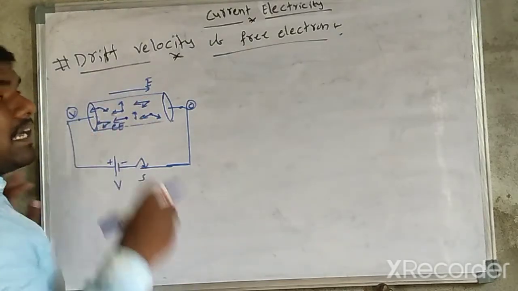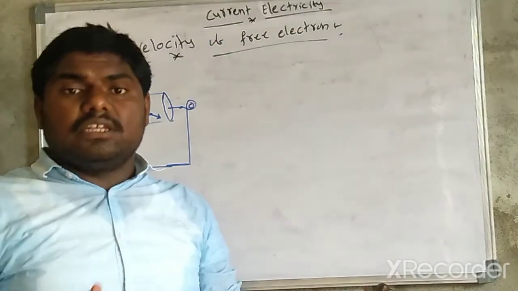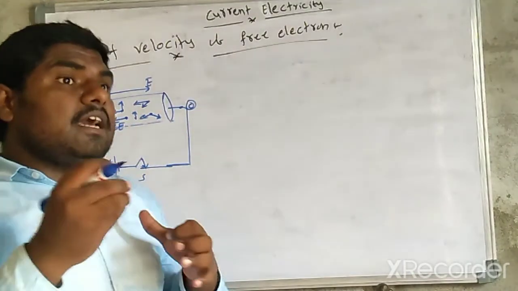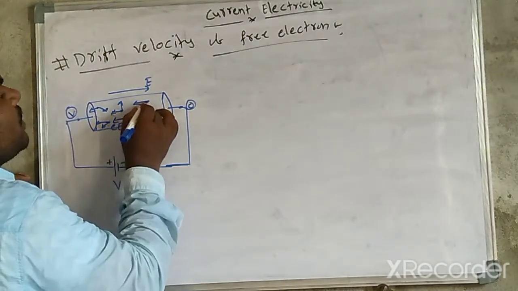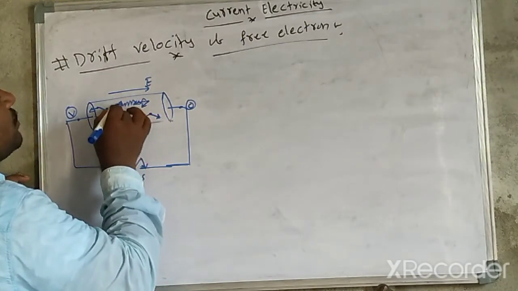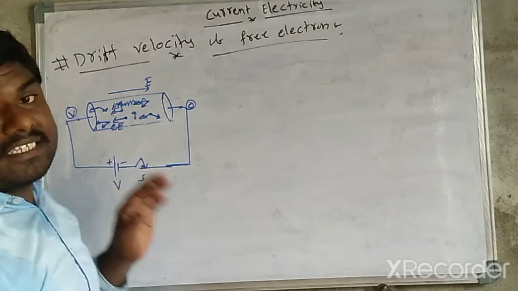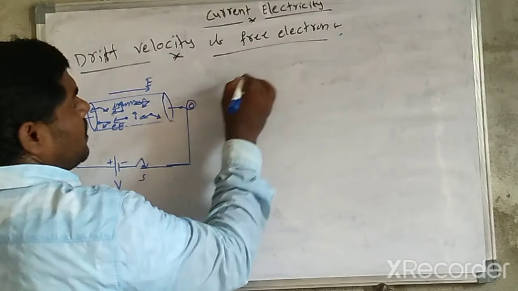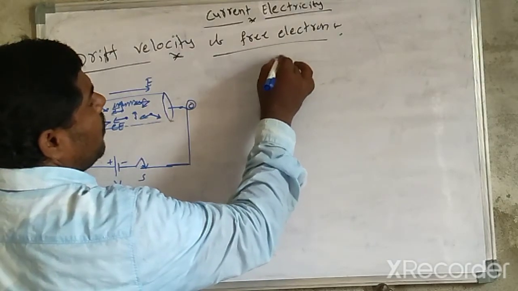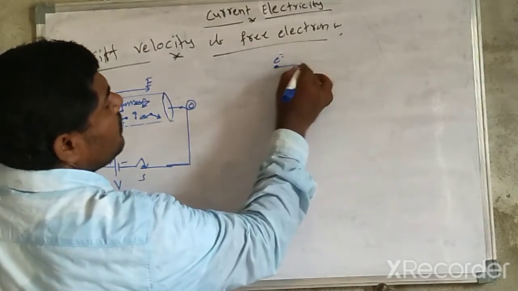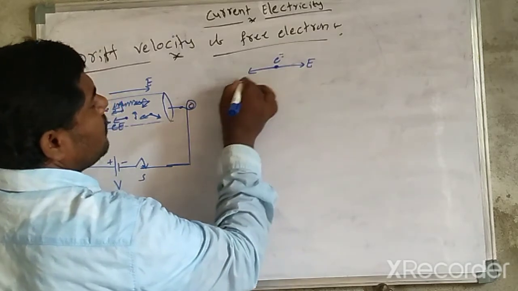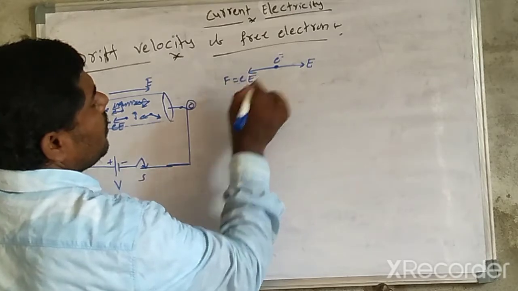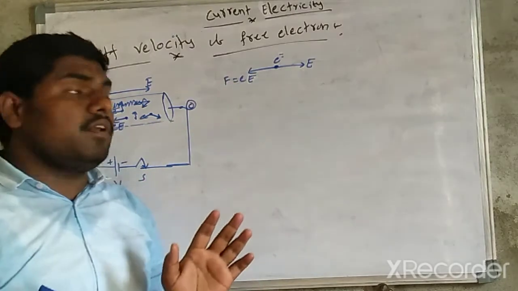The electrons do not move in a straight line. An electron moves and collides with neighboring electrons, so it has a zigzag motion, not a straight line motion. Let us consider just one electron. This is the direction of the electric field, and this is the direction of the force, e into E.